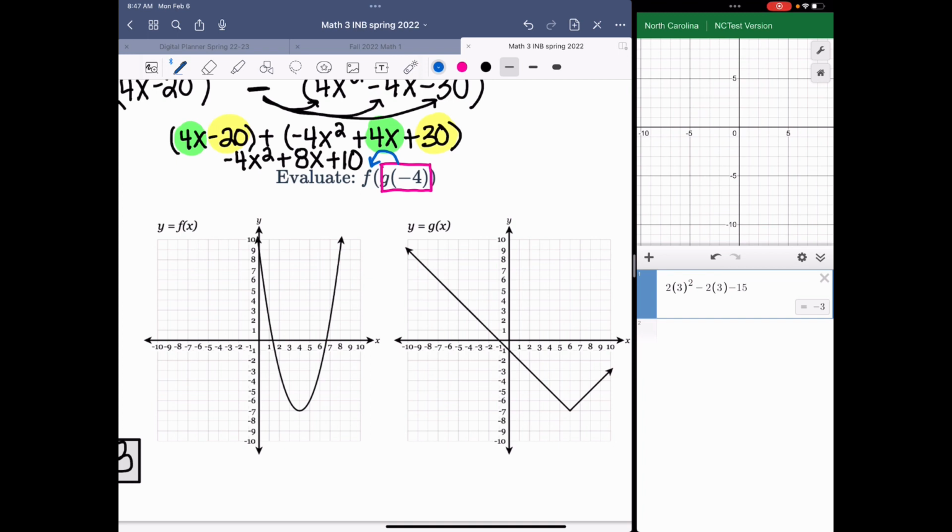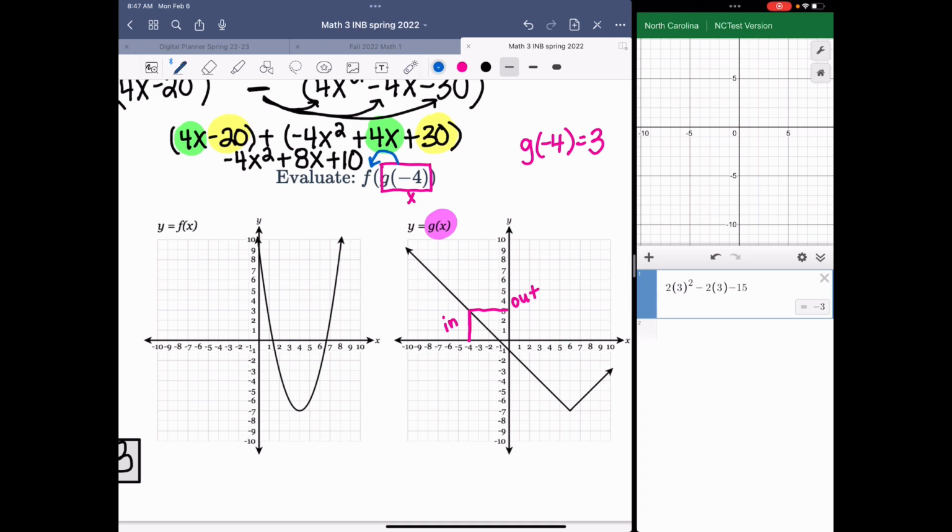So we're going to start with the g graph, and we're going to look at negative 4. So remember, this is my x value, that's my input. So I'm going to go to x at negative 4, and it's going to give me an output of 3. So this is your input, this is your output. So we know that g of negative 4 equals 3.